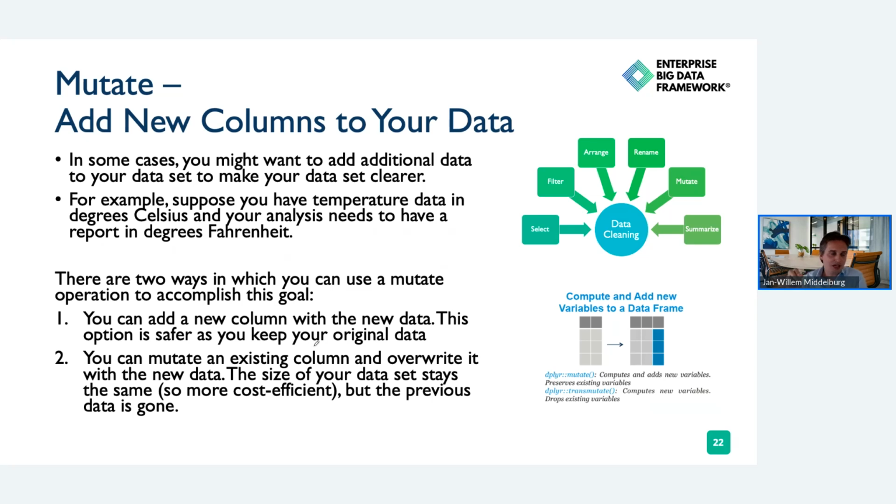So with mutation, or adding new columns to your data, you can either add the new column to your data, which is what you see right over here, or in cases where you are very confident that your data needs to be changed underneath as well, you can choose to overwrite it. I typically first add a column and then remove the other ones in order to make sure that the process is sound. But in some very quick cases, you could overwrite it, and then it really does become a data cleaning operation.